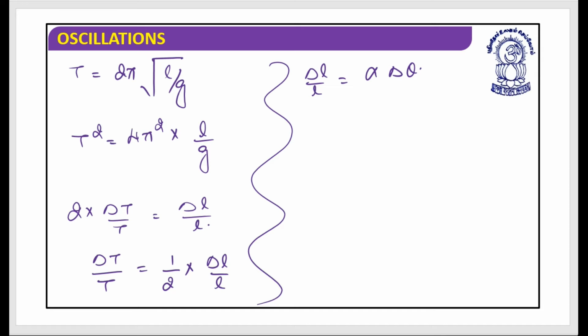As delta L by L equals alpha into delta theta, as we have seen in the last slide, delta T by T equals 1 by 2 into alpha into delta theta. I hope this is clear. So this is the change in the time period due to change in the temperature. Great. Let's have one of the questions based on this.